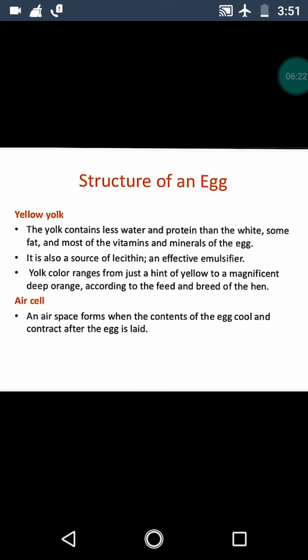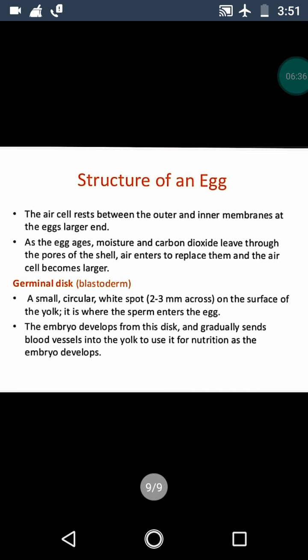Then comes the air cell. An air cell or air space is formed when the contents of the egg cool and contract after the egg is laid. The air cell rests between the outer and inner membrane of the egg. As the egg ages, moisture and carbon dioxide leak through the pores of the shell. Air enters to replace them, and the air cell becomes larger.